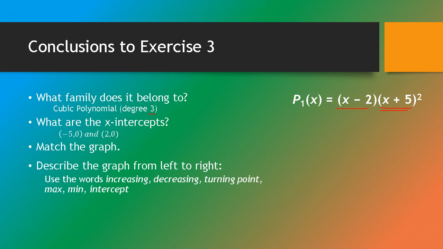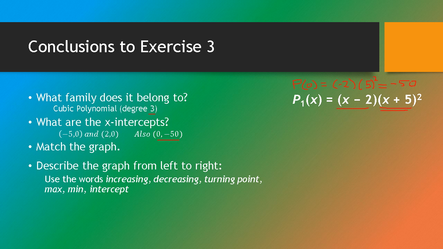The y-intercept you can also get from the factored form, but you have to do a little calculation. To find the y-intercept, remember that you need to find p of 0. So you need to plug in 0 for x, which here means that 0 minus 2 is negative 2, and here 0 plus 5 is 5 squared. And since 5 squared is 25 times negative 2 is negative 50, then the y-intercept is negative 50.